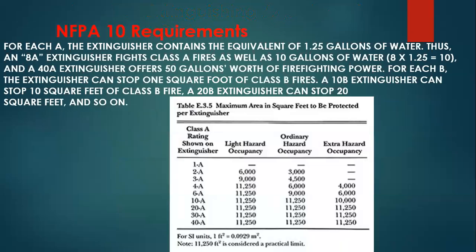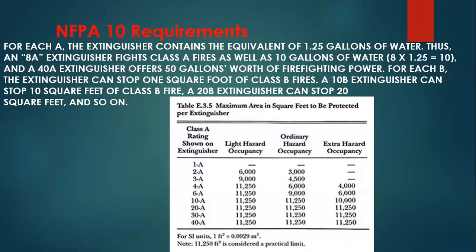So these are other requirements, like for an extinguisher. Now, these are requirements that are available based on the NFPA codes. For example, what is the maximum distance of travel that we should have? And the maximum area that should be protected, you can see here 2A.